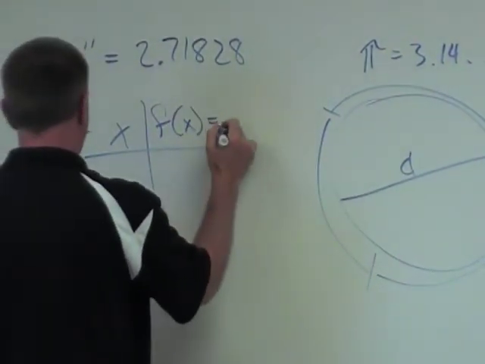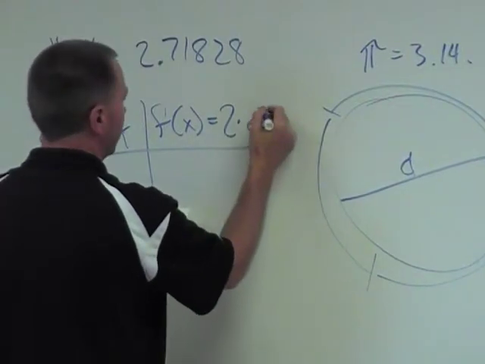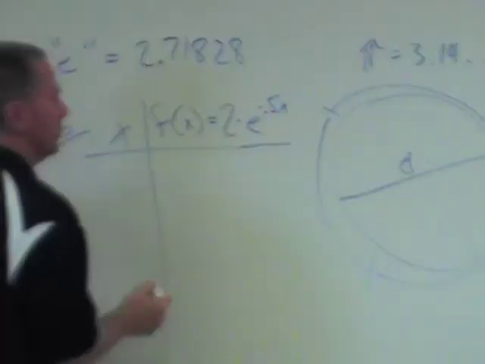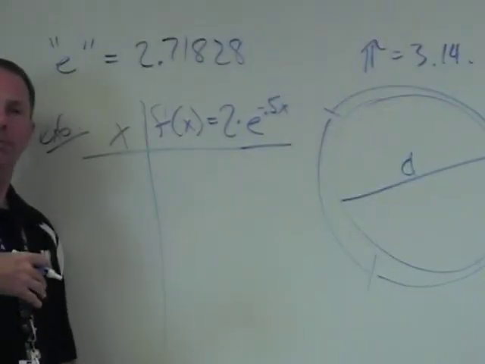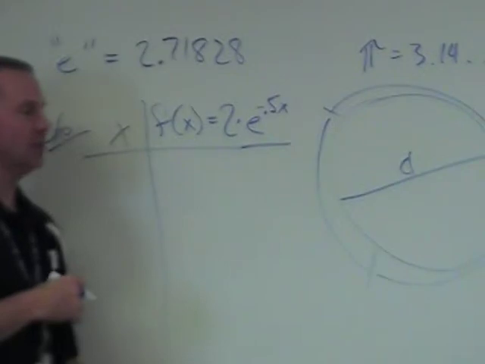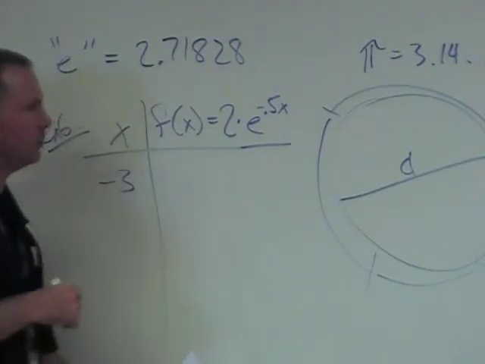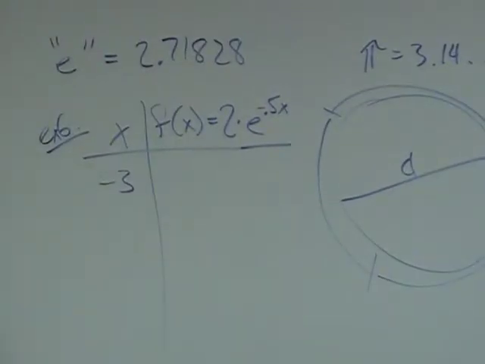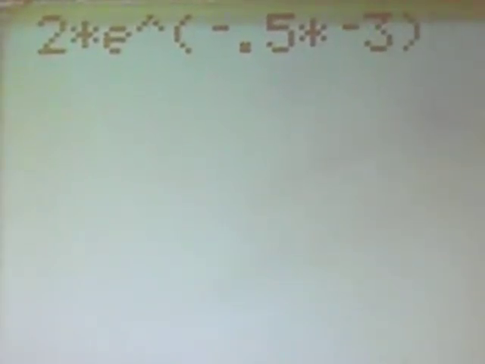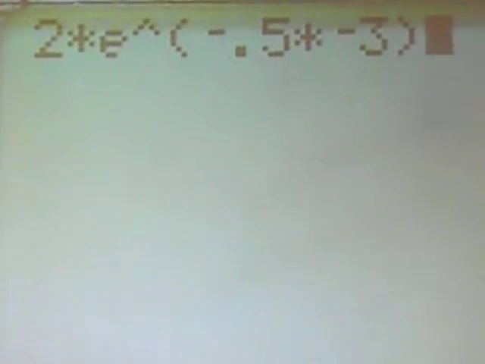Alright, I want you to use your calculators and show me what these values are. So I need to know that you can plug values in, substitute values into an equation and get values out. So the first one I want you to put it into is negative 3. So I'm going to show you on the screen here the first one to make sure we can all do it correctly. And then I'll give you some other things to do. Okay, so we have 2 times e raised to the, and this is a group of things, negative 0.5 times negative 3. That's what you should put in. That's how you should do it.